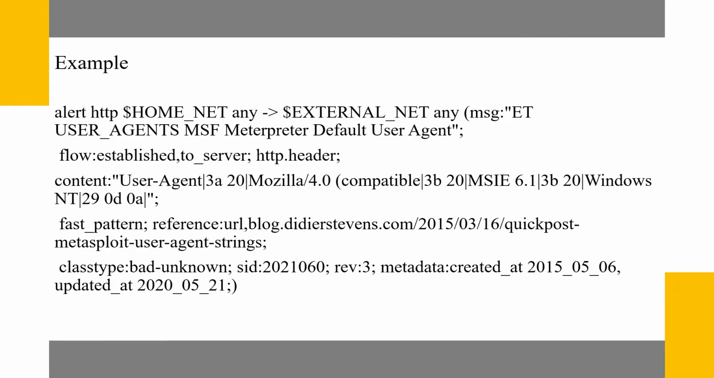Here is an example. We are alerting on HTTP. Because we specified HTTP, we don't need to specify the port. The message tells us it's the default user agent from interpreter. The flow is from the client to the server. The HTTP header keyword allows us to easily make our rule efficient without the need for the filters. The content is the user agent, and the rest is informational, like how many times it has changed and the last time it was updated.